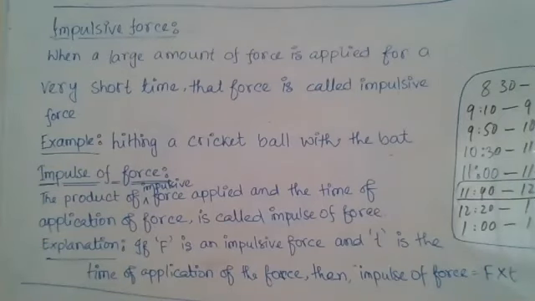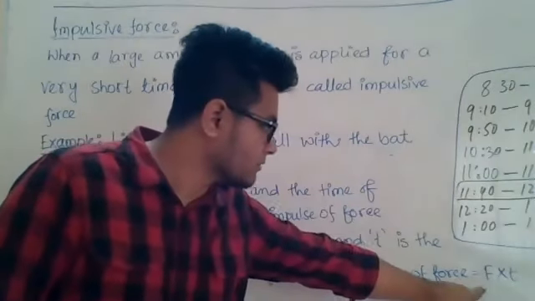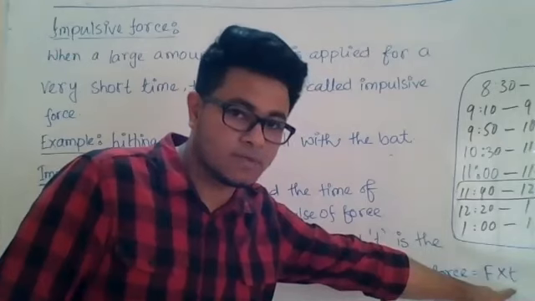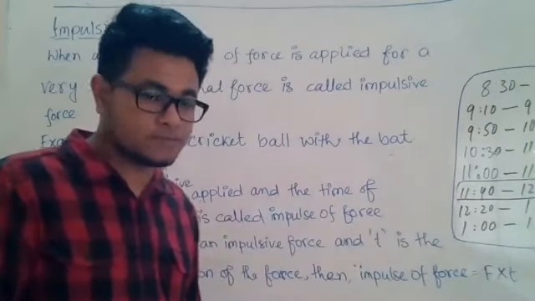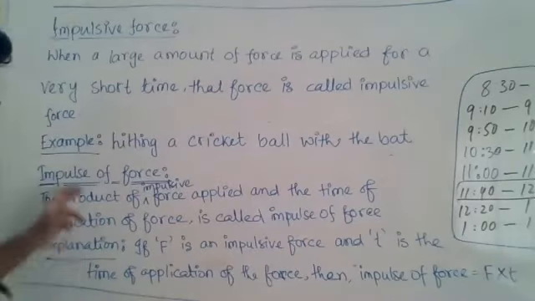Okay, when we are kicking a ball, we are exerting a large amount of force on the football, but the time of contact between our leg and the ball is very less. So that is also impulsive force, okay? And what is impulsive force? Impulsive force is the force applied multiplied by the time taken, okay? The time for which the force took place. Okay, so the product of these two is impulsive force.